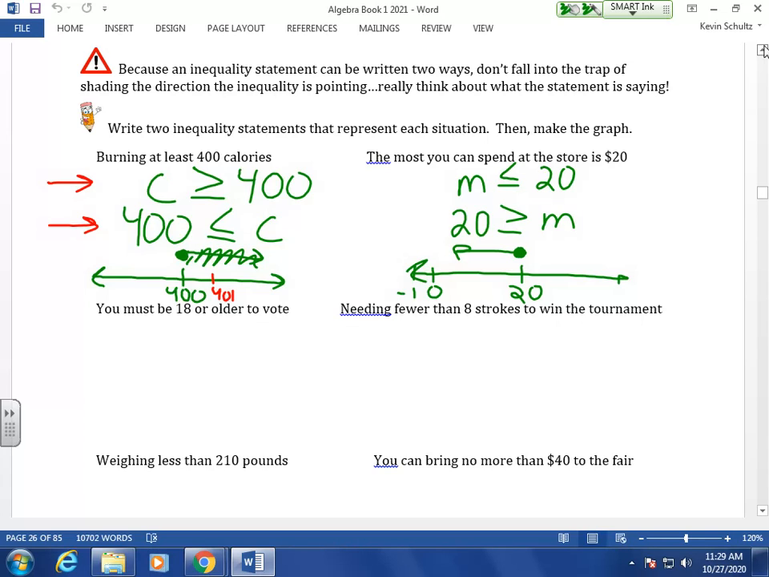So no, but we run into a bit of a problem. I mean, is negative 1 a solution to M is less than or equal to 20? Yes, negative 1 is less than or equal to 20. But in the context of the question, would negative 1 make any sense? No. So this is, like I said, kind of foreshadowing something coming up.